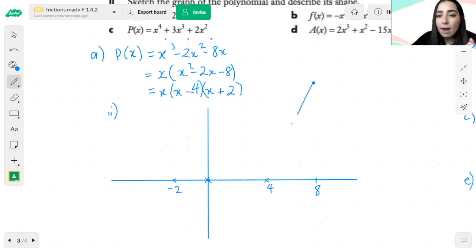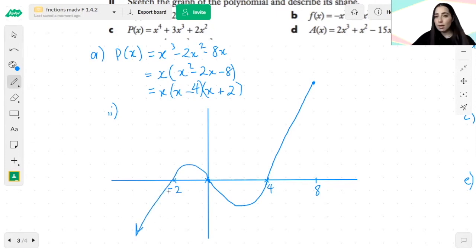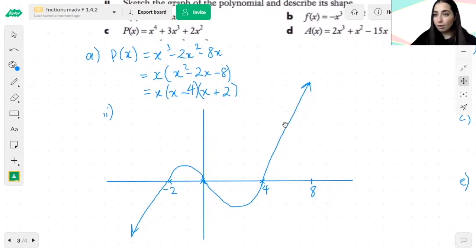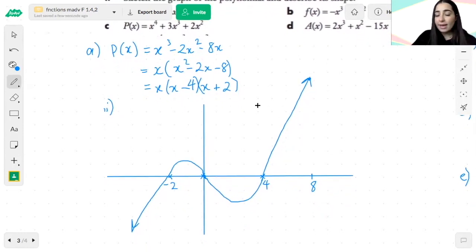Then it comes down, it's got an intercept at 4, and then it's got an intercept again at 0, and then it's got an intercept again at negative 2, and then it continues on in that direction. So this is a cubic polynomial with 3 roots, and it continues towards infinity in both directions.